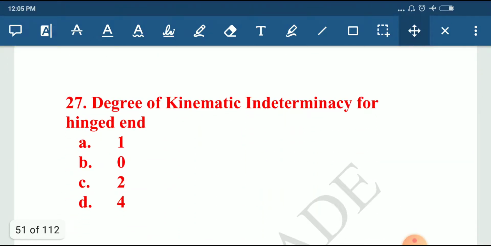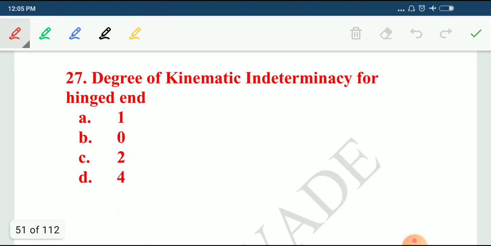The degree of kinematic indeterminacy for hinged end. For hinged end, the answer is A. That is equal to 1.